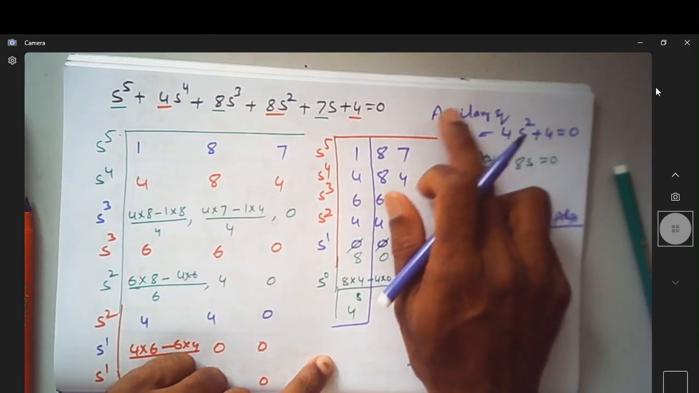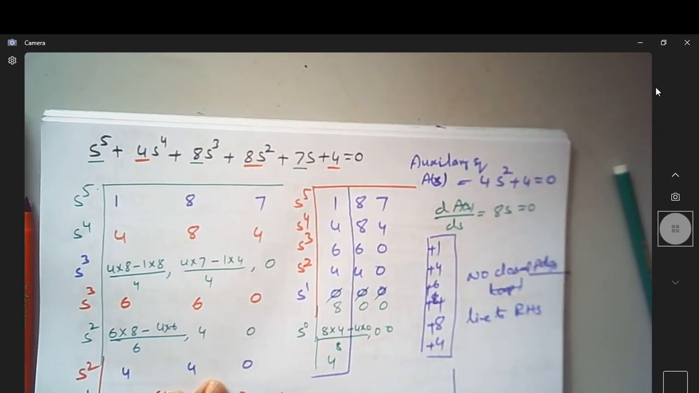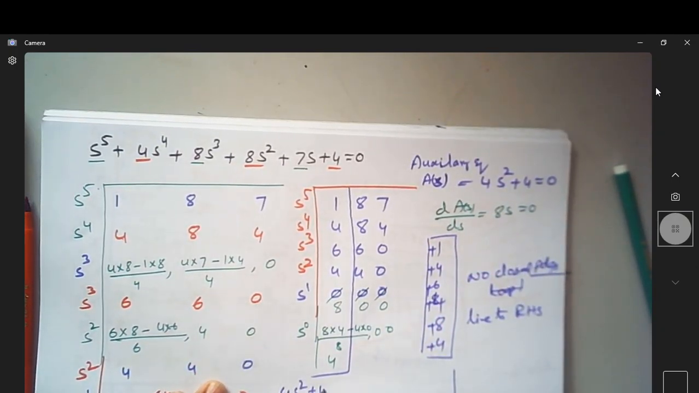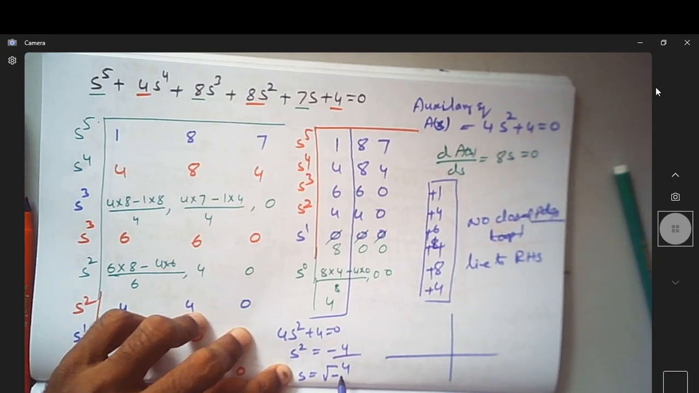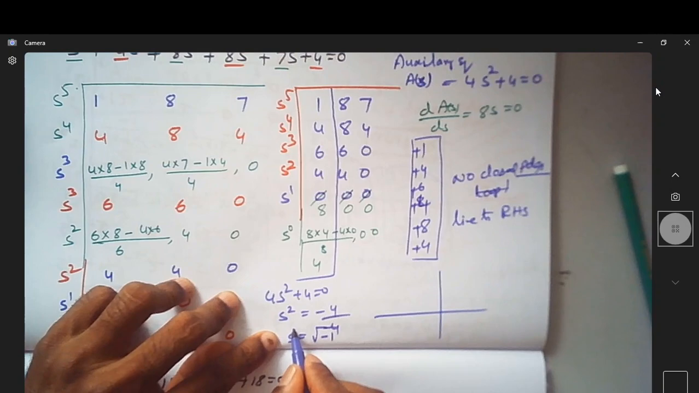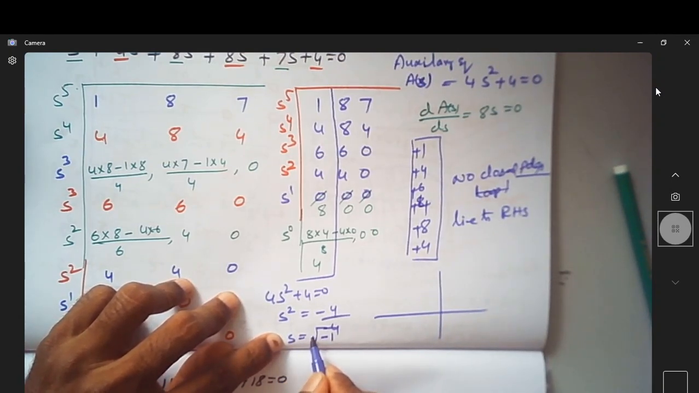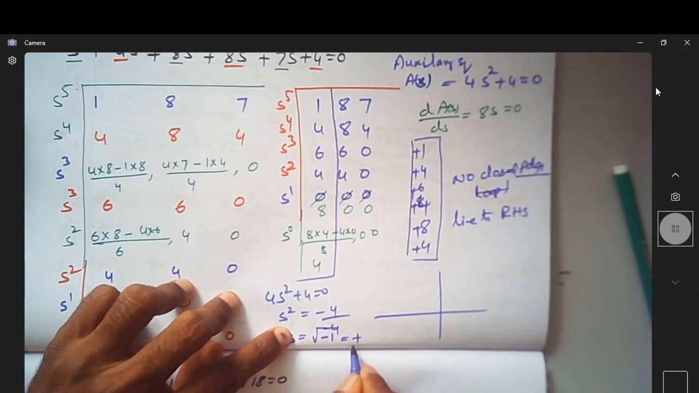Because this auxiliary equation is a part of my main equation. So can I know what are the roots of this auxiliary equation? Suppose if I equate 4s square plus 4 to 0, shall I write it as s square is equal to minus 4 by 4? Shall I say s is equal to under root of minus 1? Actually this has got now 2 roots. So what is this under root of minus 1? Is it not plus or minus j1?